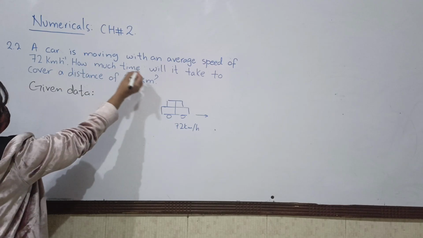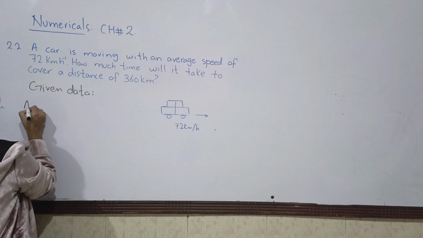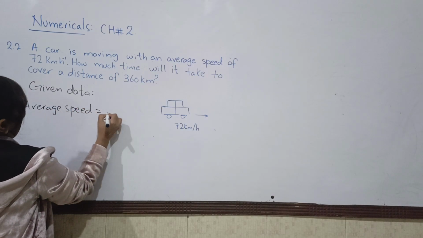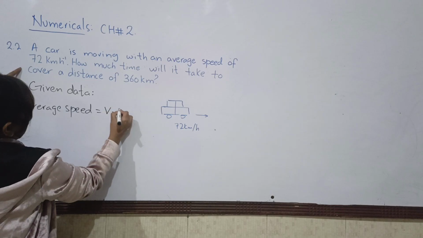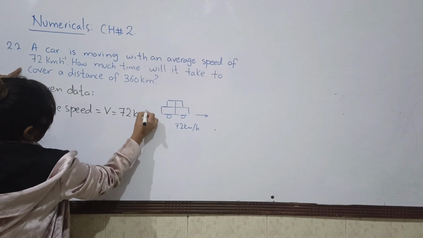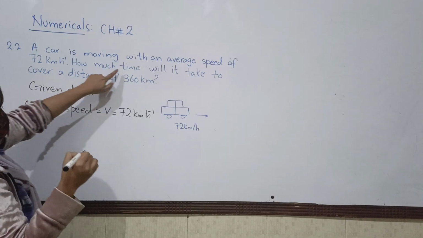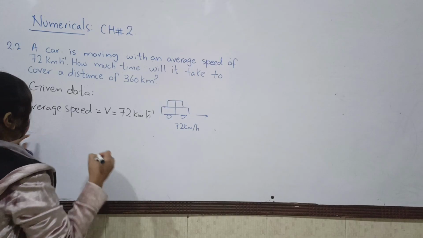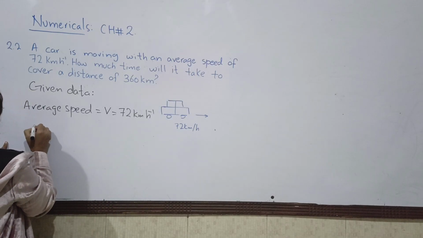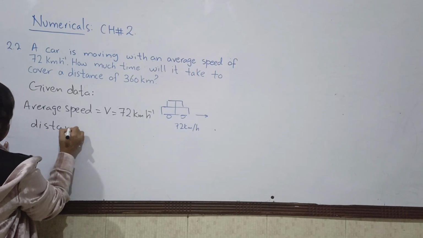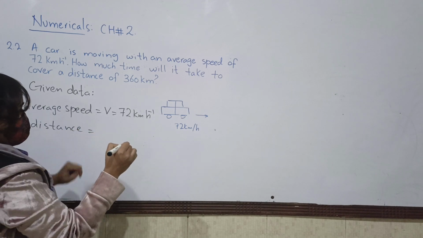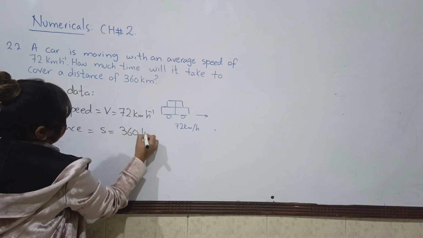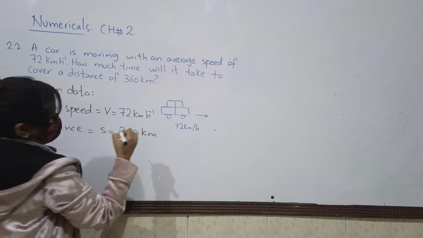A car is moving with the average speed. We will write average speed and write the symbol, 72 kilometer per hour. And then, how much time? We will write time in point to cover a distance. Distance is given. We represent distance with S, 360 kilometer.